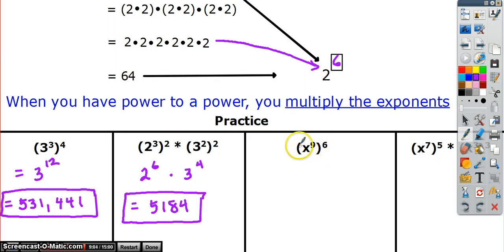All right, so next one we've got x to the 9th to the 6th, and you multiply those together and you get x to the 54th.